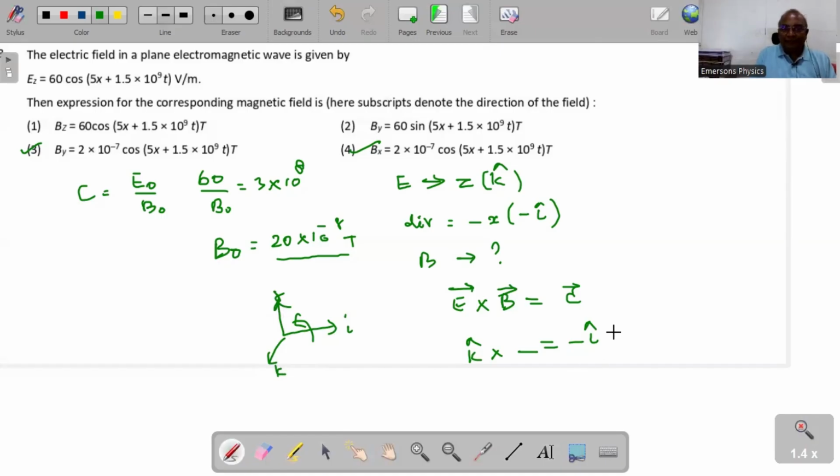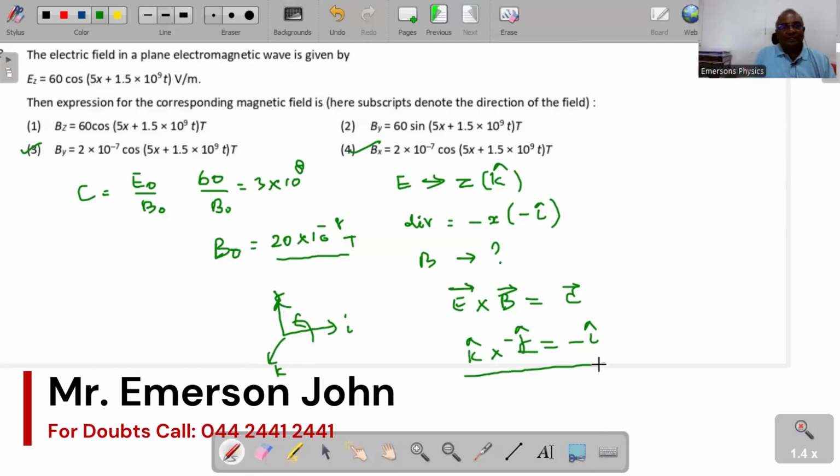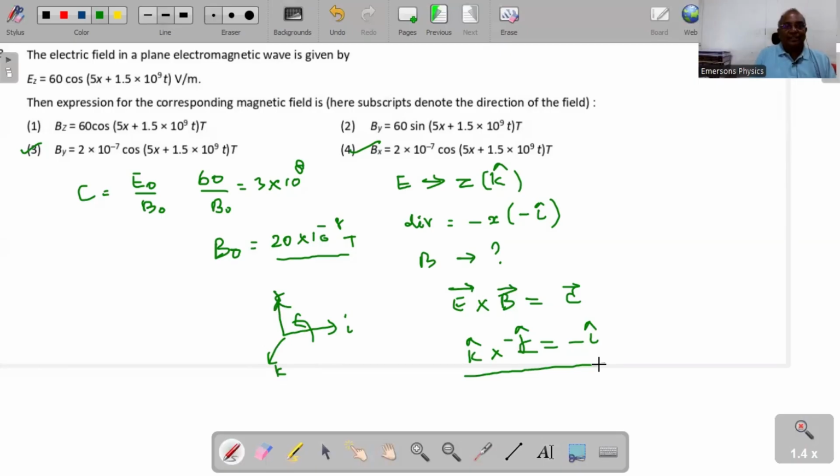But here what has come is minus i. So we should go in the reverse order. So k into minus j component. So this wave should go in the minus direction. Anyway, this is the way it should travel: k into j. Sorry, k into j will be minus i. This will be the answer. Since it is the velocity, the direction of the magnetic field should be in the plus y-axis. So this is the answer.